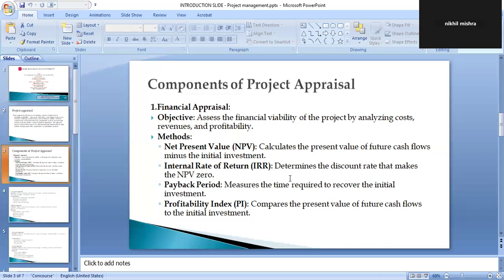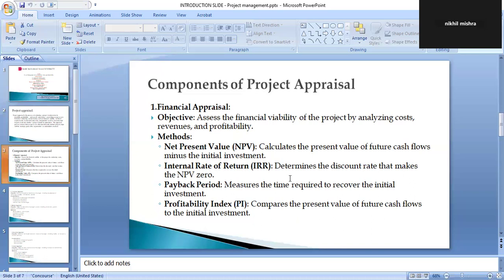Another methodology is the internal rate of return, which determines the discount rate that makes the net present value zero. What does it mean? It means that every project has its own rate of return, and that return of that particular project is known as the internal rate of return. What you are expecting out of that project is the expected rate of return. The decision criterion says that if the internal rate of return is more than the expected rate of return, only then you will go for the project.